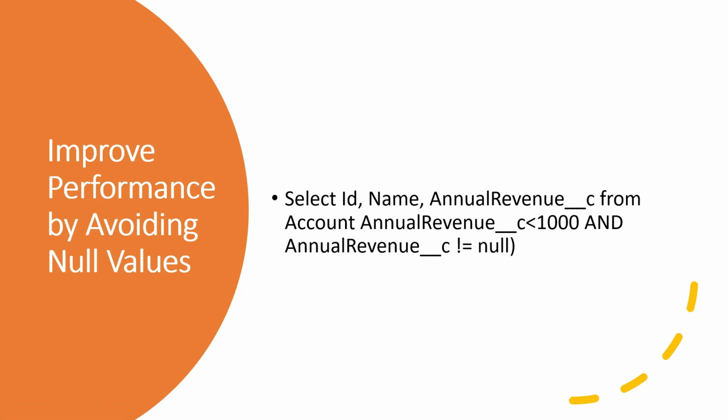Okay, improve performance by avoiding null values. So we can improve SOQL query performance by excluding the null values. Otherwise, it will include null values as well, and that will delay the performance. So here is an example: select ID, name, annual revenue from account where annual revenue is less than 1,000 and annual revenue should not be equal to null.